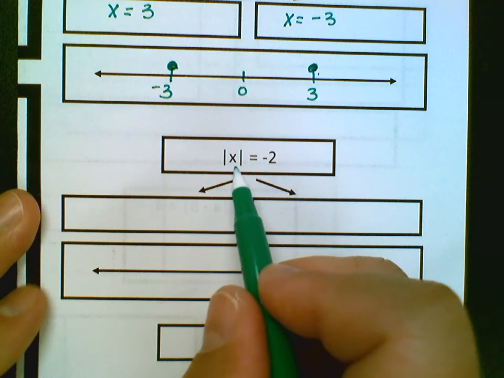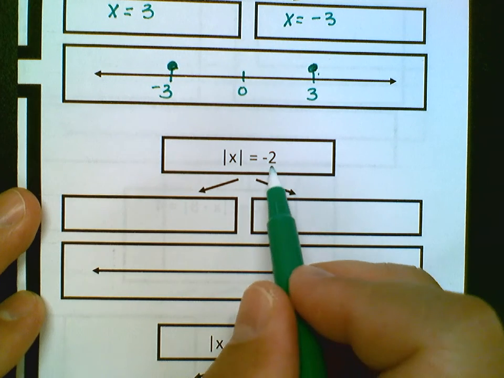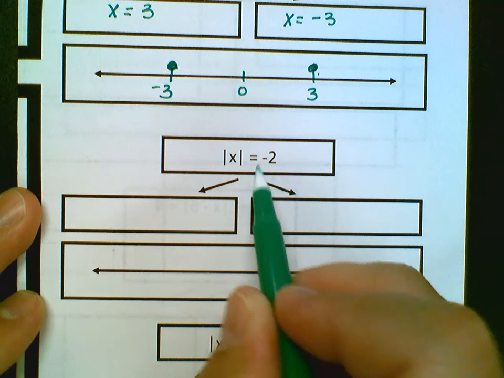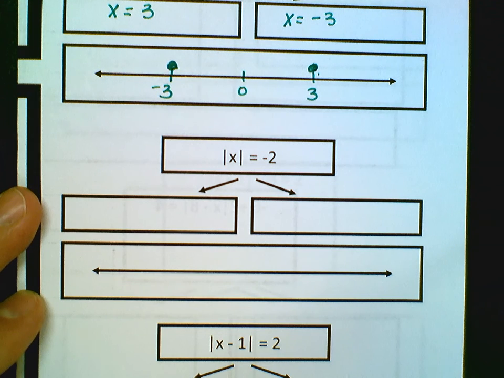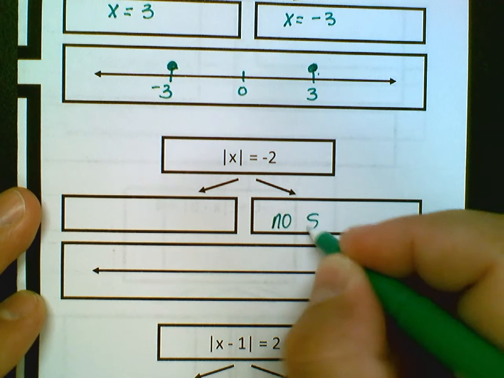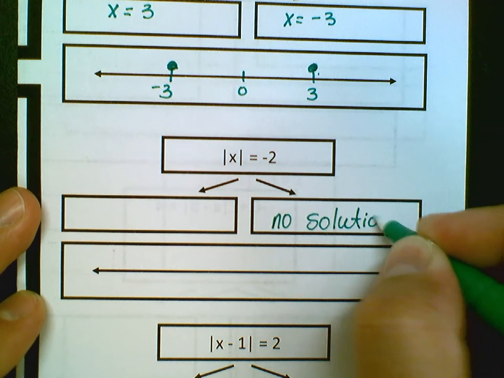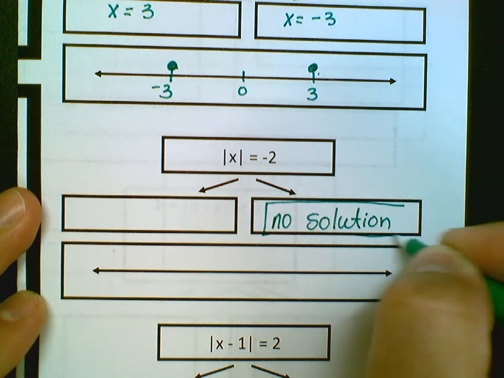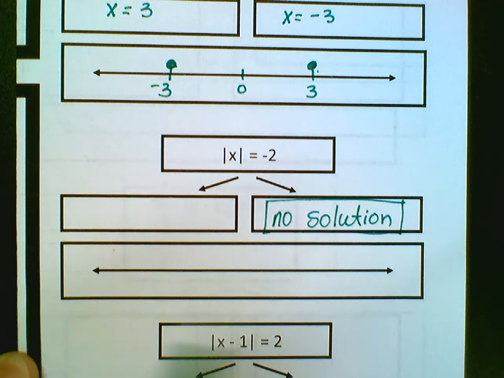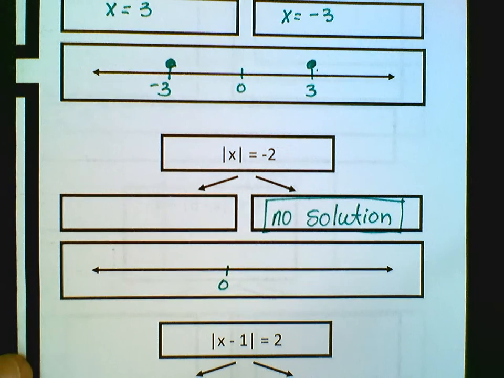Looking at this one, the absolute value of some number is -2. So what number is -2 units away from 0? Well, that can't be. That doesn't exist. There's no solution. Because there is no solution, we have nothing to graph. The empty number line is the graph of no solution.